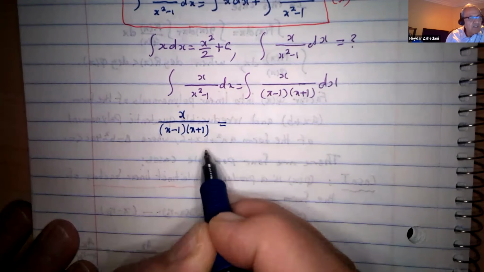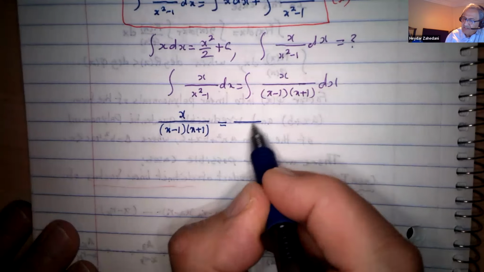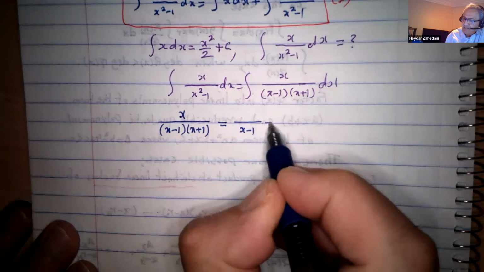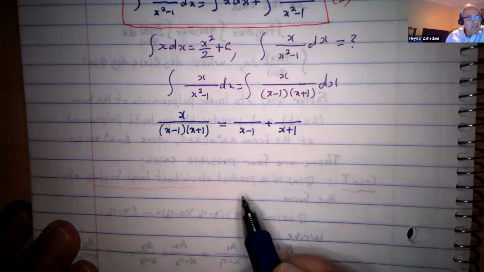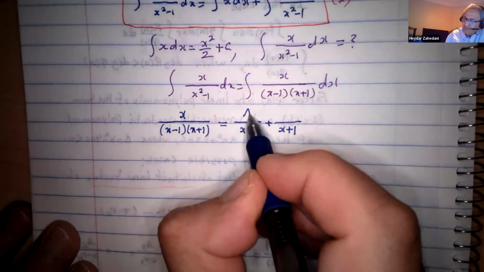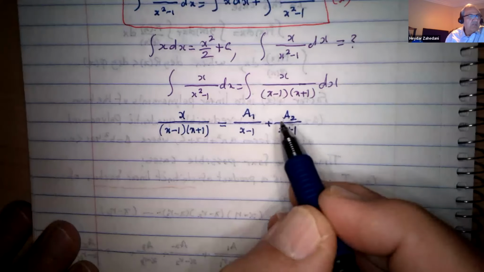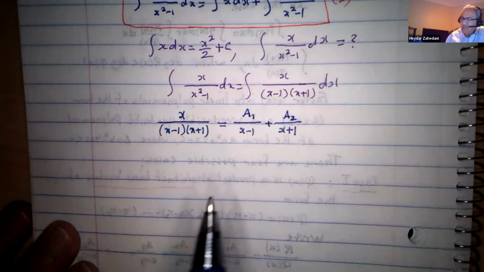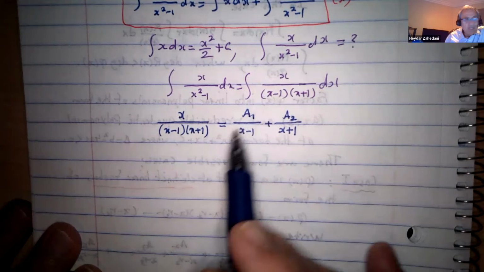So we break it up. You see you have two factors. We write each factor first: x minus 1, and x plus 1. So these are your factors. You put something like A1 on the top for the first one and A2 for the second. Some people use A, B, C, D, but I use A1, A2, A3, so we don't mind if you want to use that. Now we have to find A1 and A2.